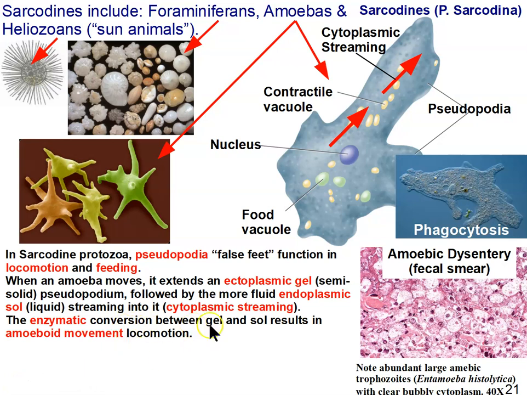So it's very misunderstood how they do this, but it seems to involve enzymatic conversion between gel and sol. In other words, there are enzymes that will turn the semi-solid gel into sol, and sol back into gel. So it's the conversion between gel and sol that allows for this kind of locomotion, what we call amoeboid movement. Because it's how amoebas move, we call it amoeboid movement.